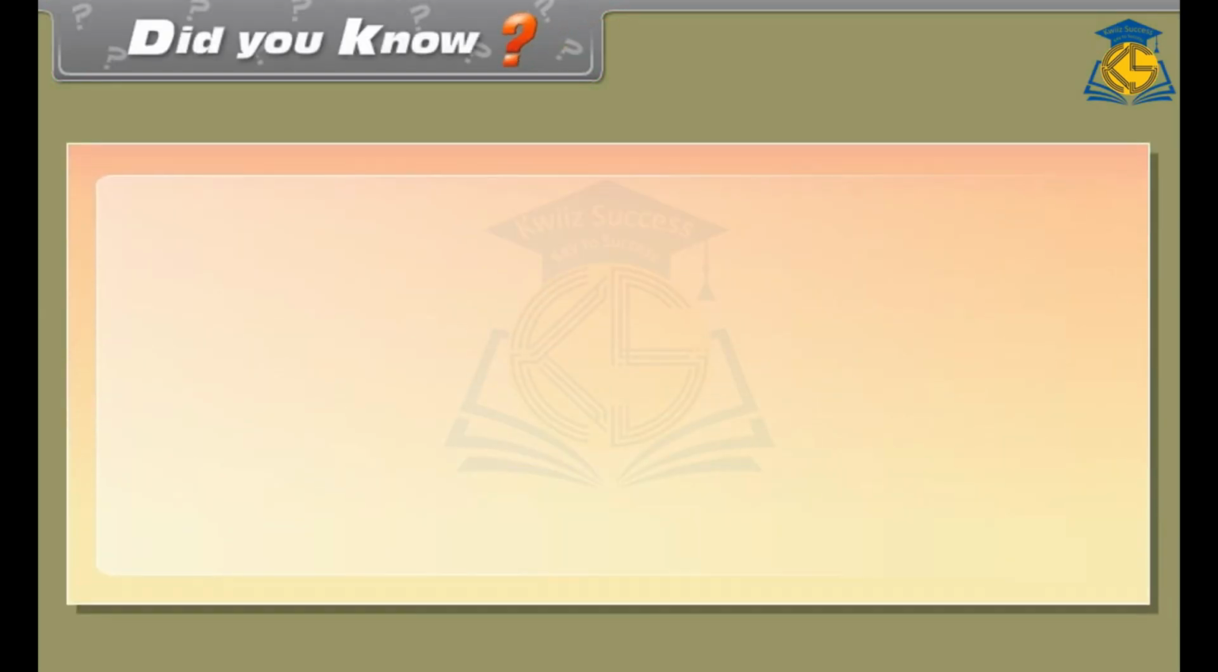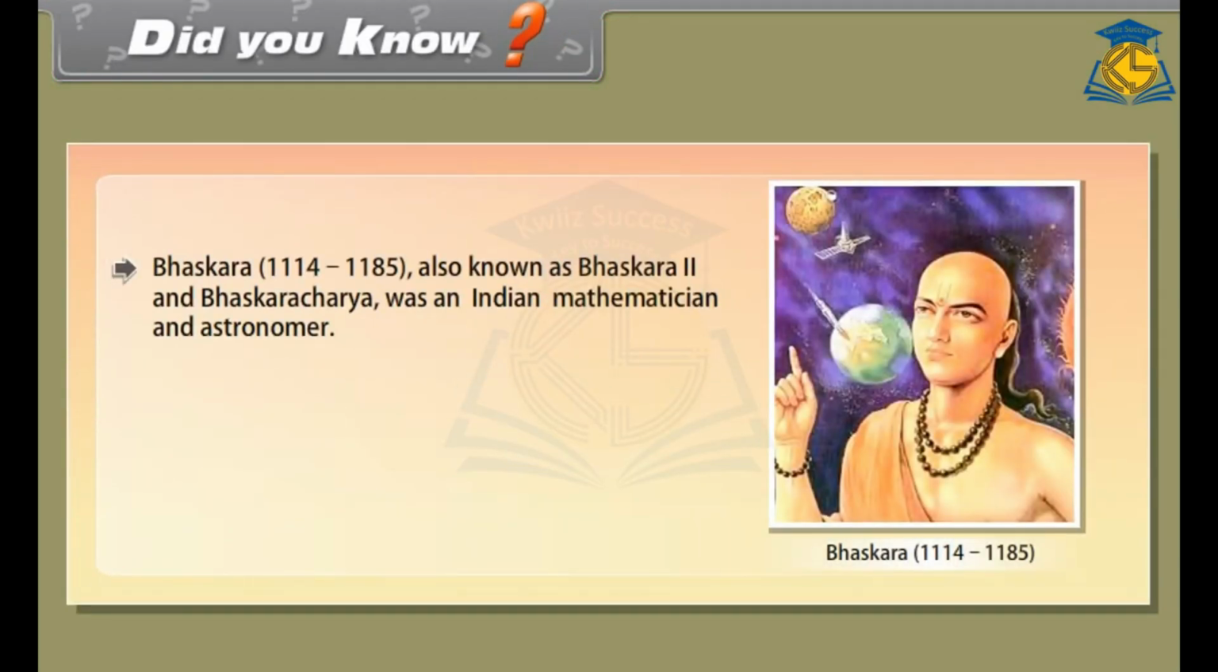Did you know? Bhaskara, 1114 to 1185, also known as Bhaskara II and Bhaskaracharya, was an Indian mathematician and astronomer. Bhaskaracharya did important contribution to this subject.